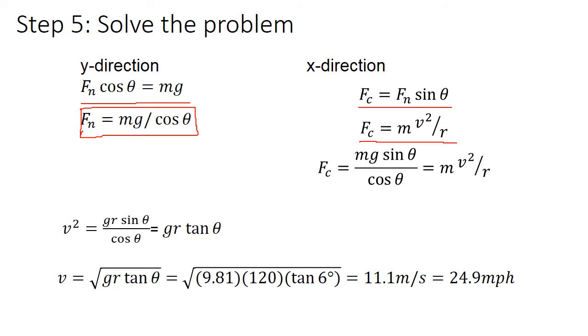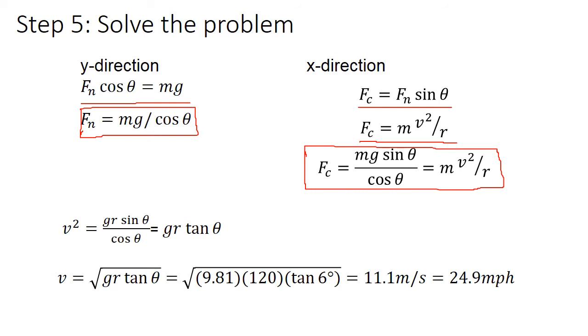So if we were to take the two equations from the x direction and the one equation from the y direction and merge them all together, we would end up with Fc equals mg sine theta over cosine theta, which is equal to mv squared over r. Now, mv squared over r is the standard formula for centripetal force. So the left side of the equation, mg sine theta over cosine theta, can be derived from the first equation of the x direction and the equation of the y direction.